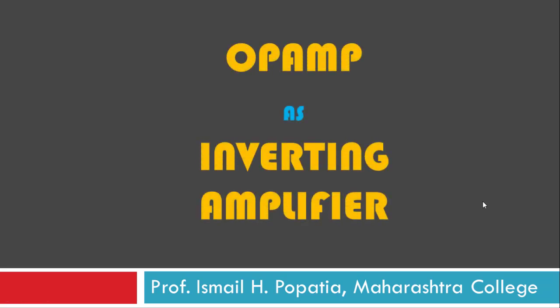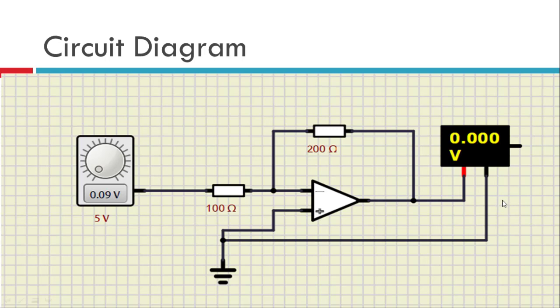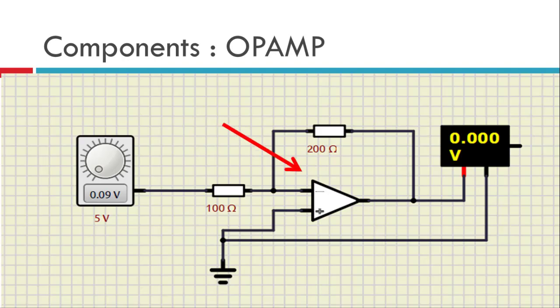In this session, we'll study the use of OPAMP as an inverting amplifier. So this is the required circuit of the OPAMP and the other components. Let us see the components. The first component is the OPAMP itself. So we connect the OPAMP in this way.